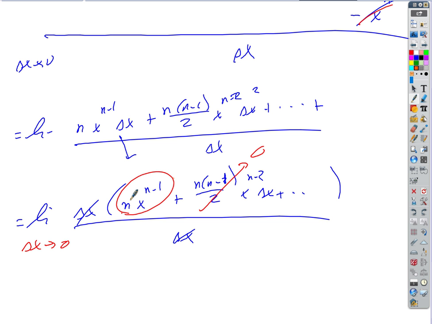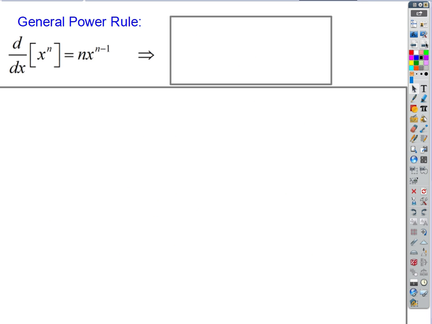And so we come up with an answer. We come up with the derivative of x to the n is n times x to the n minus 1. So what's our rule then? What do we do if we're given something like the derivative of x to the 7th? What do we do?